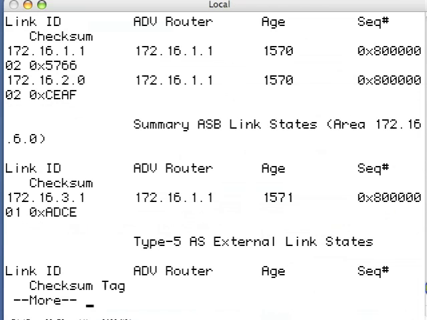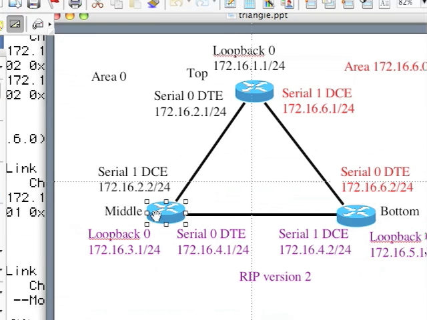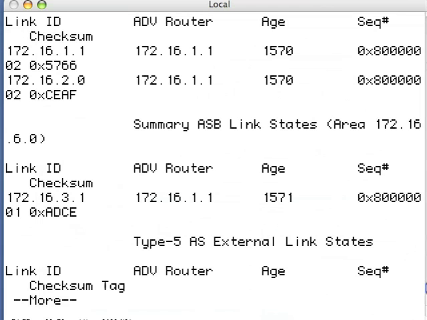Oh, I'm sorry, I misspoke. That's the summary autonomous system boundary router link state. So there is one autonomous system boundary router in our network, one router that is redistributing from another routing protocol into OSPF, and that is the middle router. And this is the LSA which tells you how to find that router.